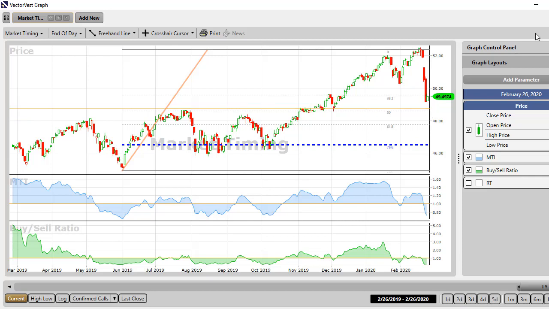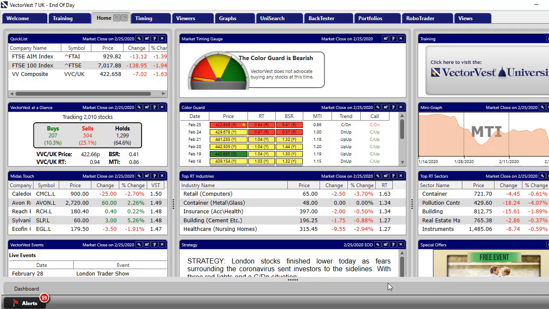Let's see. If we go to the UK now, and I go to VectorVest UK, we can see this is an end of day program, and as you can see, three red lights. We got a confirmed down yesterday. The short-term trend is down, the longer-term trend is down, and the longer-term trend has been confirmed by price action, so we have a confirmed down in place. The pointer is in the red, and VectorVest does not advocate buying stocks at this time. So nothing to do, folks, in terms of buying stocks, nothing else to do but watching your stop losses very carefully on both sides of the pond.